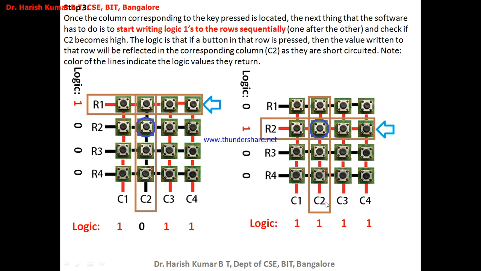I previously understood I have pressed some key in column 2, and now I understood it is in row 2. So when C2 changes from 0 to 1, I'll be examining for this. Initially I understood it was from column 2, now I understood it as row 2. It is this particular key. This is how we identify the key pressed.